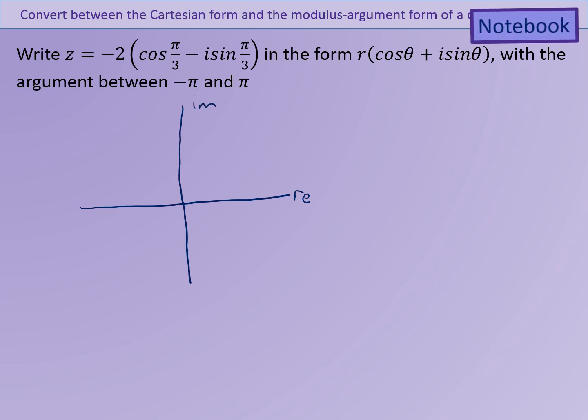So firstly, I'm going to think about the angle pi by 3. So pi by 3 is 60 degrees in radians. So that's going off at this kind of angle up here. That's pi by 3. Now, first of all, if we were going to plot cos pi by 3 plus i sin pi by 3, that would just be somewhere up here. It would be across and then up.